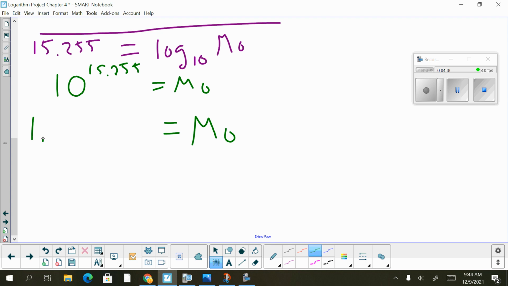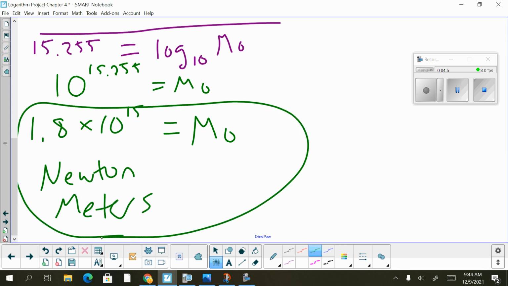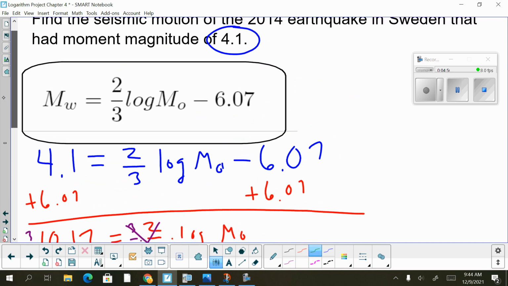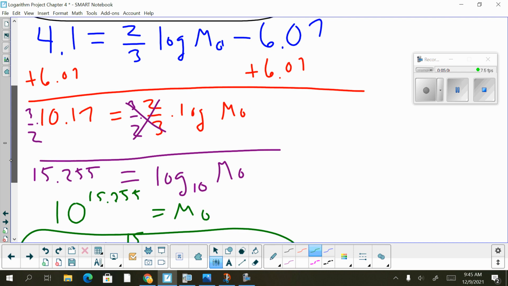I'm going to round it to 1.8 times 10 to the 15. But that is your seismic motion. The label for seismic motion is Newton meters. So that is how you will solve a problem when you're given the moment magnitude and you need to find the seismic motion.